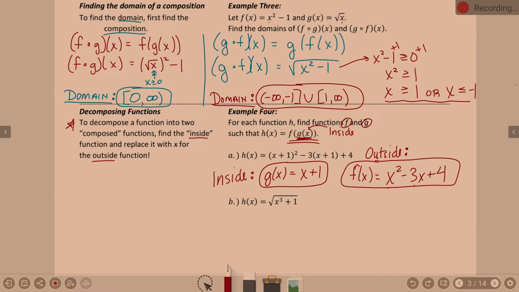Want to try the next one? Okay, so here's what I'm going to say. Before anyone says anything else out loud, you think about the next one. Okay, we're looking for an inside g of x and an outside f of x. So I'm looking for what I think g of x could be, and then what I think f of x could be. You have your guess?